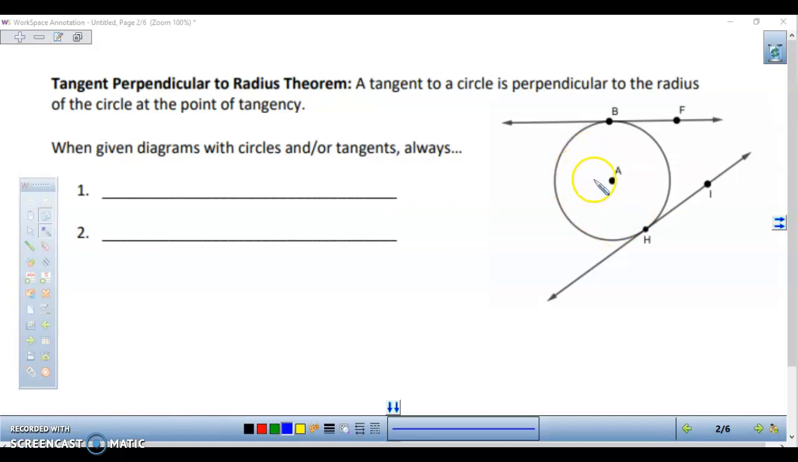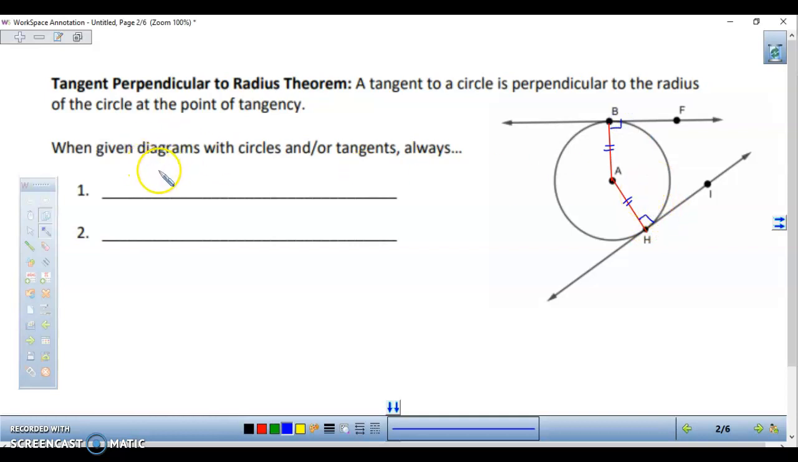So when I see this drawing, and this is an assumption you can make as well, if I give you a line that looks like it's tangent, you can assume that it is. I'm not going to try to trick you. Based on this theorem, I would draw my radii, and I know that the radii of a circle are congruent. I would mark them congruent, and then mark the radius perpendicular to the tangent.